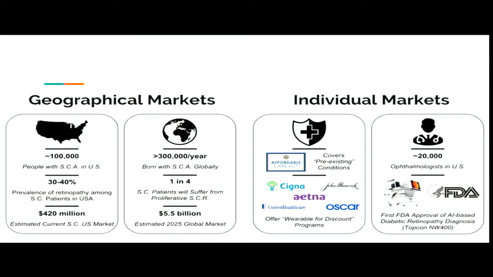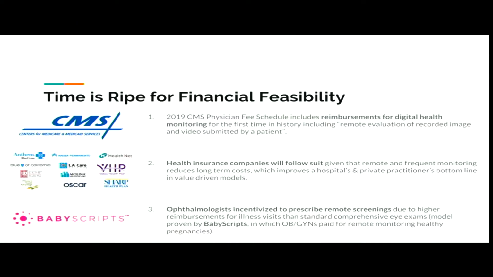And so the markets that exist today in the United States, as I said earlier, there are about 100,000 people diagnosed with sickle cell, and 30 to 40% of them will have sickle cell retinopathy. So that's a $420 million market. And in the next 7 years, globally, it's predicted to be a $5.5 billion market with more than 300,000 people diagnosed per year with sickle cell. Individual markets include the insurance companies, a lot of the large ones such as John Hancock and Cigna, who offer wearable discount programs. So this app will fall under that category to follow these patients longitudinally over time. And of course, the ophthalmologists have a vested interest in this app as well.